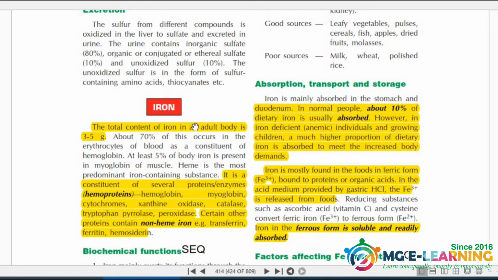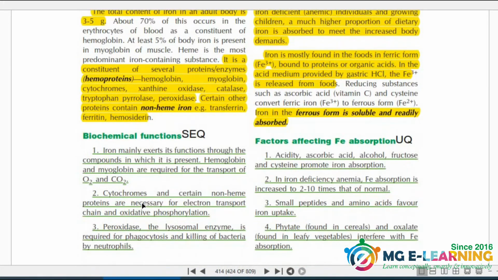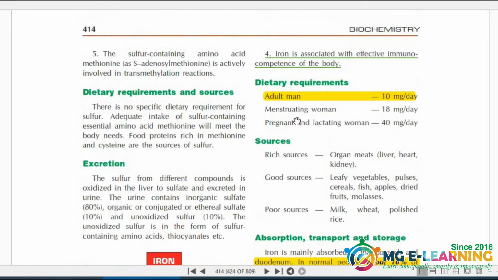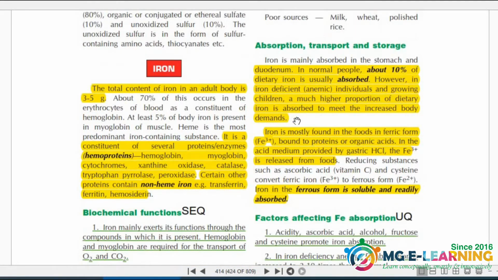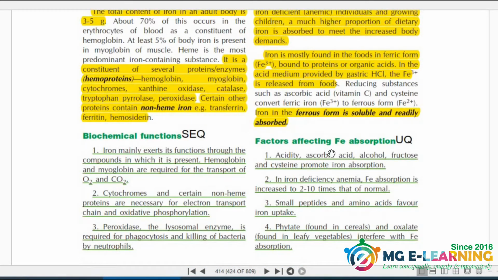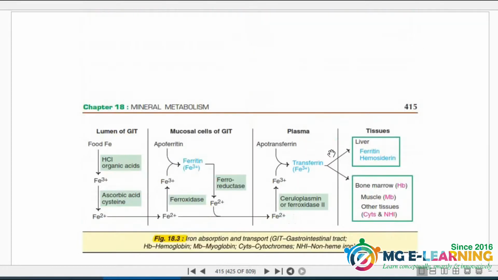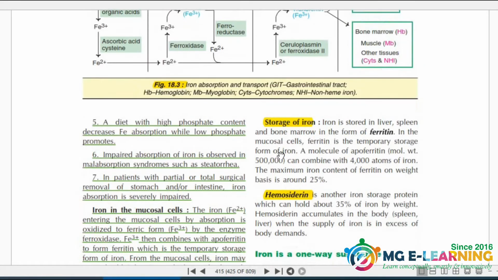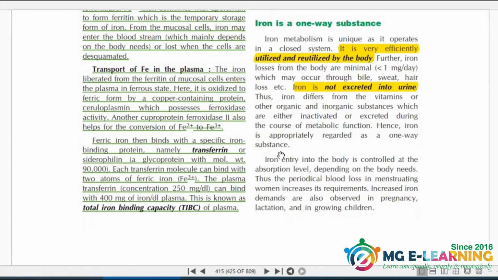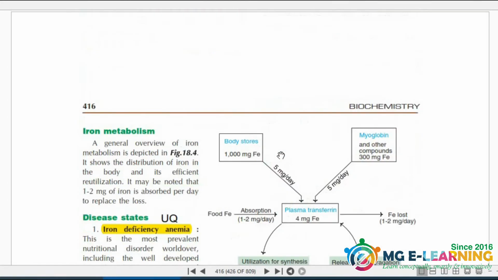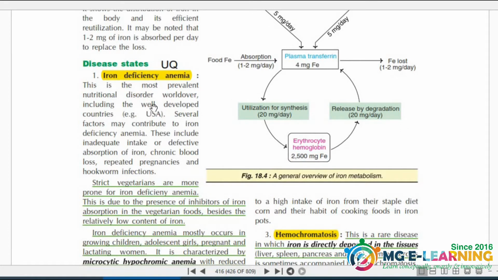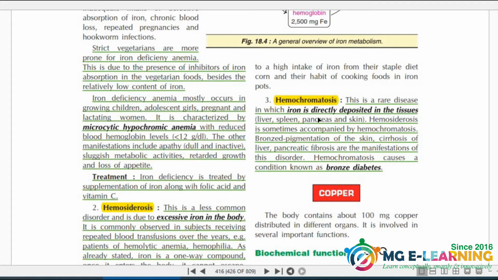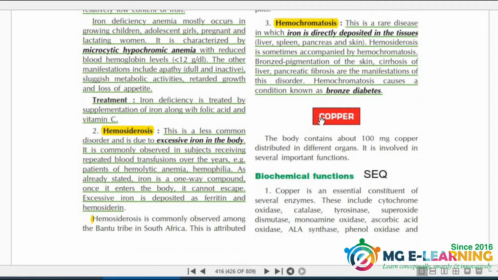Iron, it is the most important, and its biochemical function is also very important for SEQ and UQ point of view. Its sources, its daily requirement, and its absorption are very important for UQ, and the factors affecting iron absorption are also very important. This figure is very important to draw and label in Prof. Next is the disease states of iron, that is anemia and hemosiderosis, hemochromatosis, important from UQ point of view.